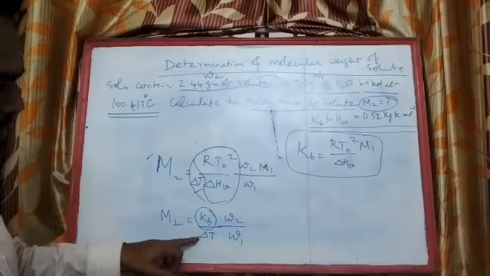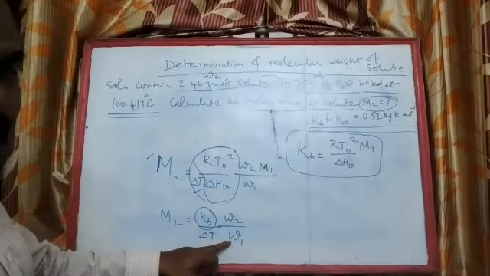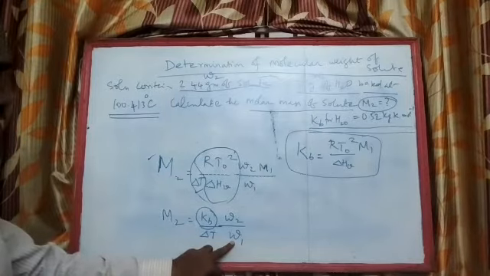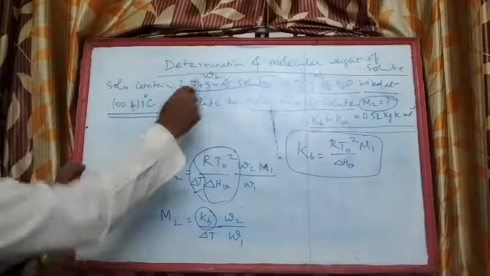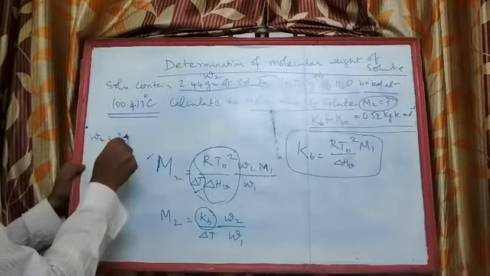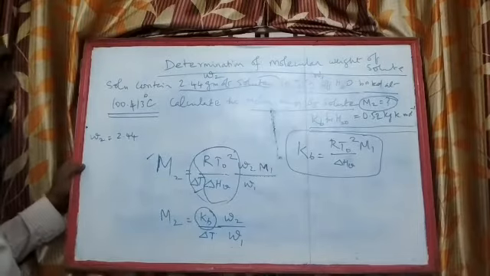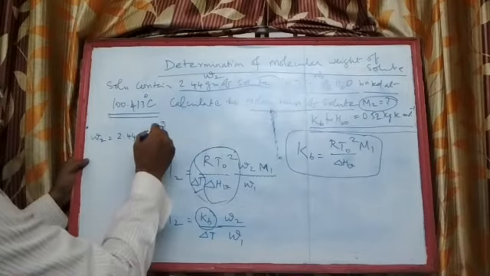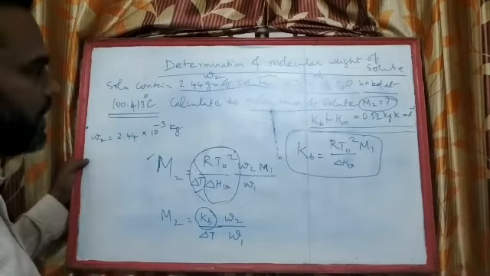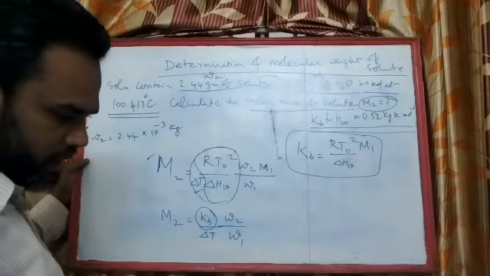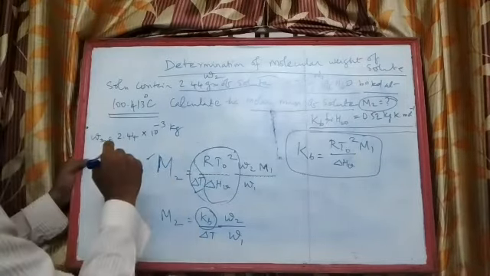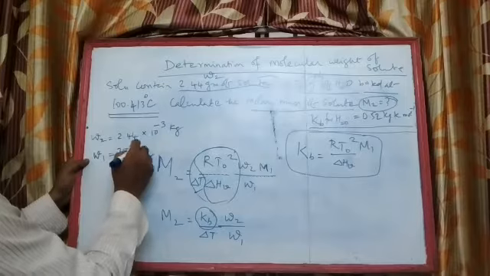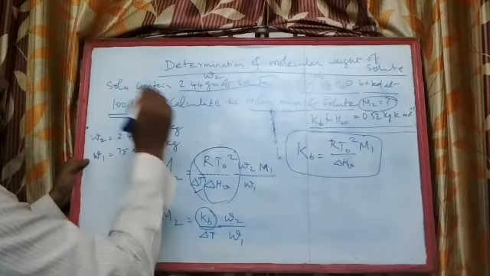So clear? Are you able to follow this? Kb by delta T W2 by W1. Okay, so if I directly substitute here, I can find out. So what is W2? W2 is 2.44 gram. So I should convert it into kilogram, then 10 power minus 3 kilogram. And W1 is 75 in 10 power minus 3 kilogram.